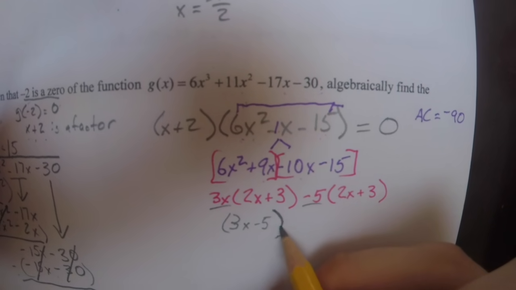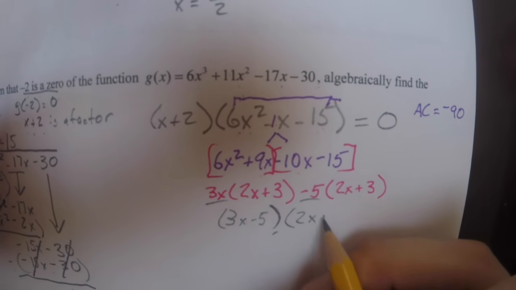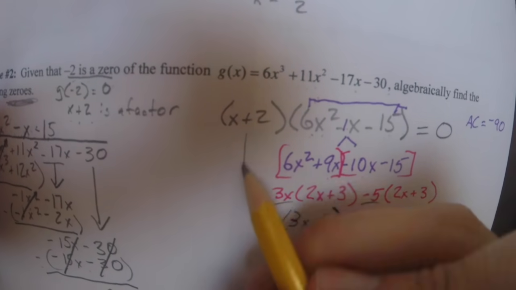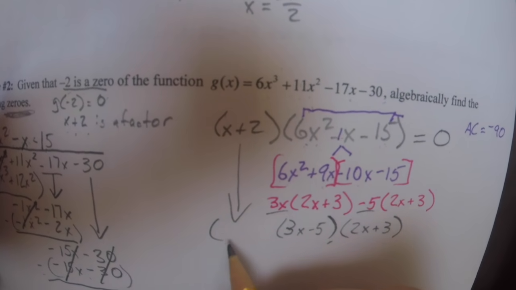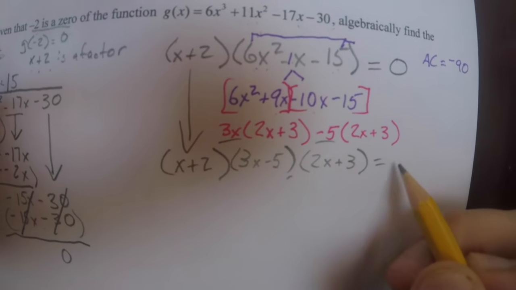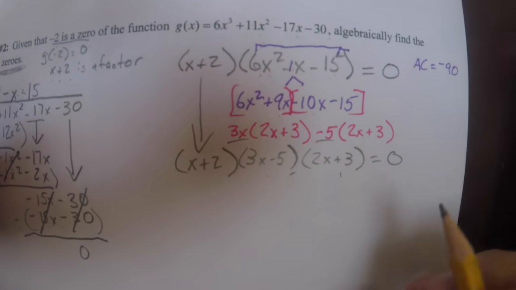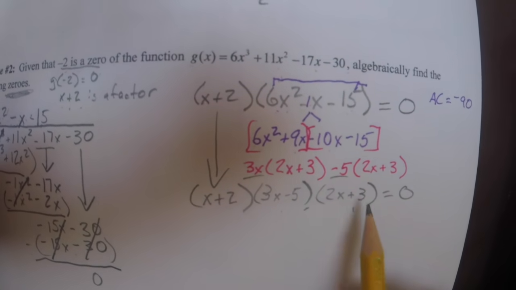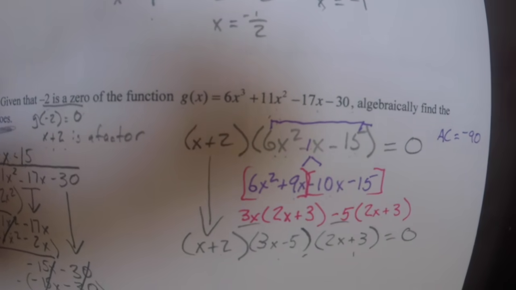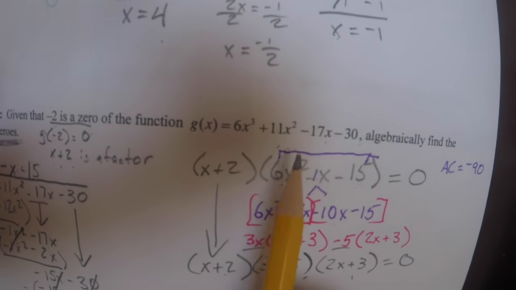And these two go together, 2x plus 3. Don't forget about our original factor that we divided by. Okay. And if I were to multiply this times this, excuse me, I would get my original function. Okay? So this is the completely factored form of this.